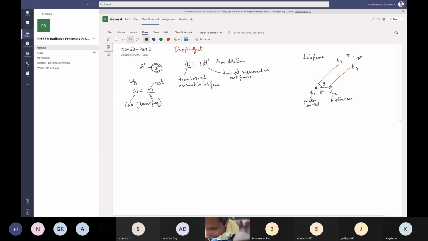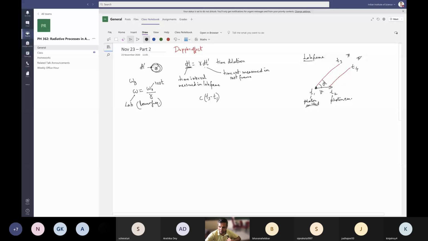So T3 is the time when the observer measures this photon which was emitted at time T1. Okay, all this is done in lab frame. Okay, good. So let's see how it is. Let me just write an equation: c times (T3 minus T1), right? What is this? This is nothing but the distance traveled by the light when it starts from here and it reaches the observer, right?